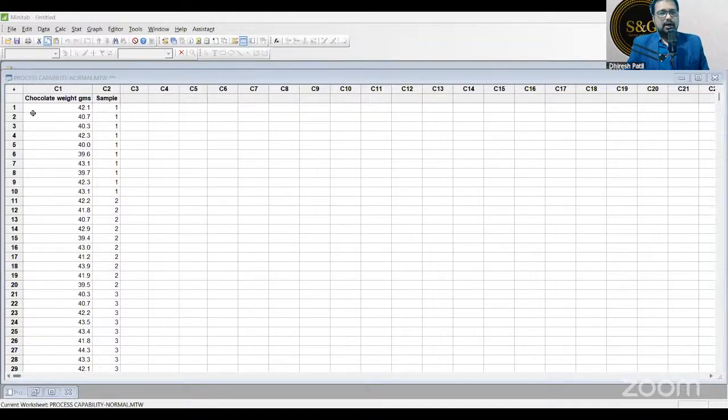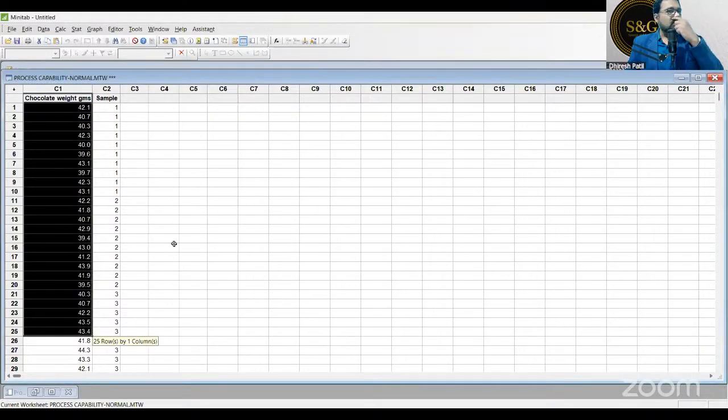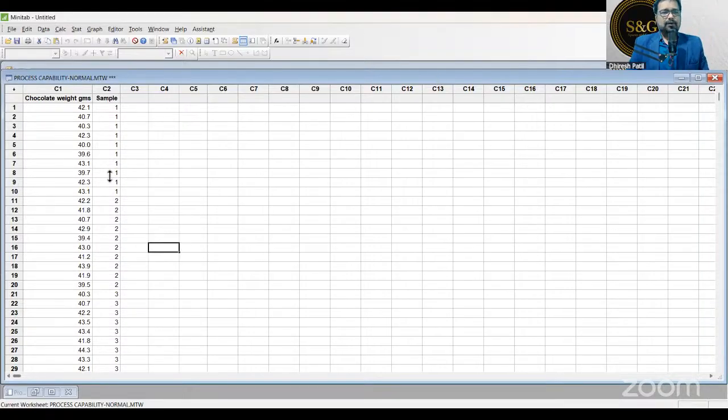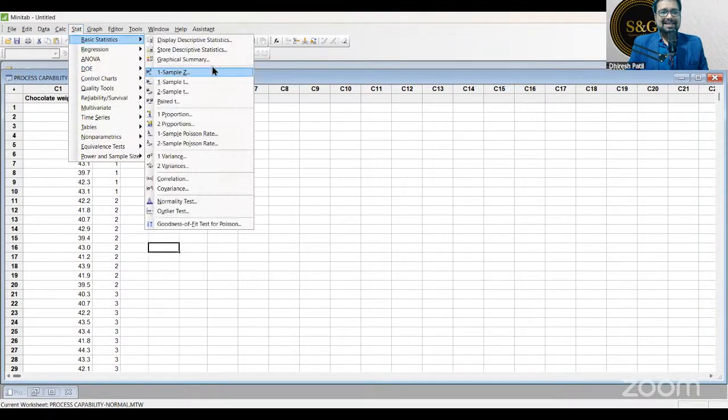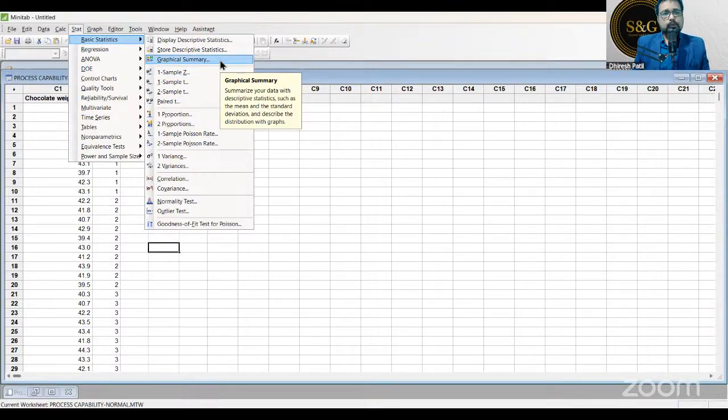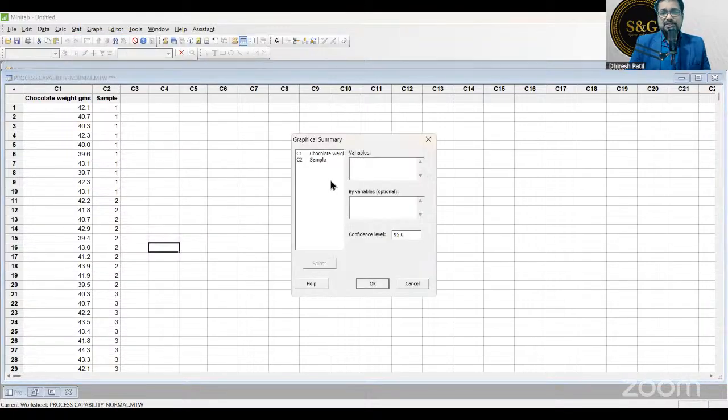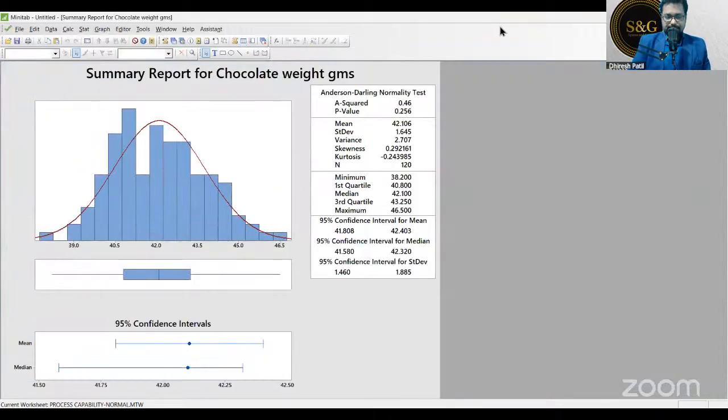So this is a data set of chocolate weights. All the other people who are just practicing with me, what you need to do is just go to Stat, Basic Statistics, Graphical Summary. The people who have Minitab and have opened it, just do it once, just to give you a glimpse of how you can do this statistical work in Minitab. Stat, Basic Statistics, Graphical Summary. Click on this. In the variable, select chocolate weight, double click on chocolate weight. That's it. Do nothing after that. Click on OK. And you will find this.